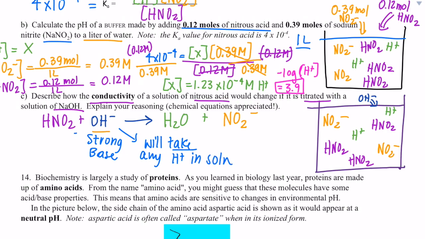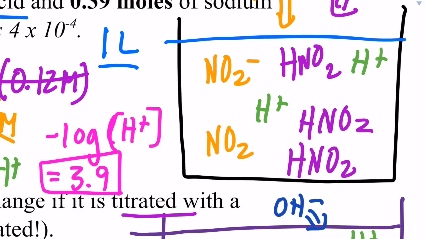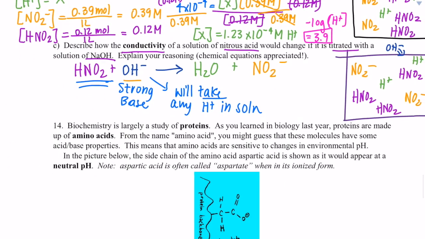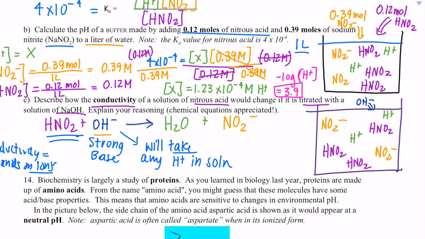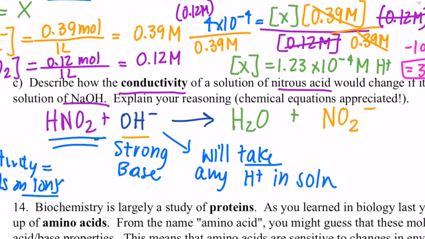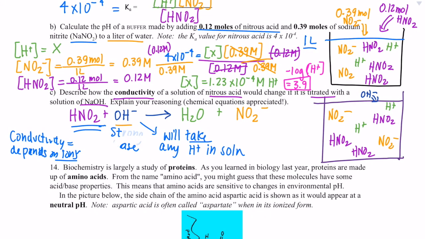So at the beginning of this reaction, before we've titrated with anything, we have something similar to this reaction vessel up here. And remember that conductivity is dependent upon ions. So however many ions there are in solution, that determines what the conductivity will be. So really what this question is asking is, how is the amount of ions changing as it's titrated with this strong base? So at the beginning, there are relatively low numbers of ions because it's a weak acid.